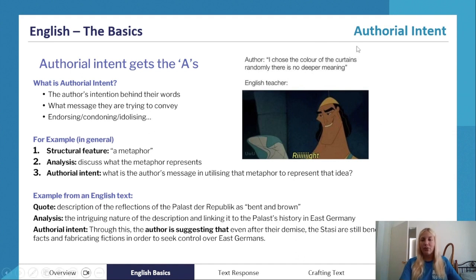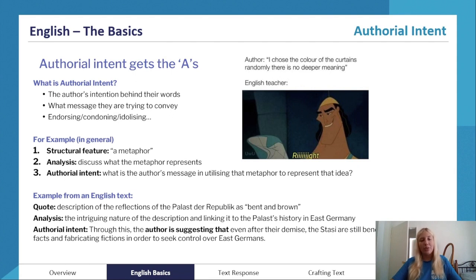For instance, how do you write about authorial intent? You take a structural feature such as a metaphor, and then your next step would be to analyze the metaphor first. You still need to discuss what the metaphor represents, zoom into that language, and explain how the metaphor creates a certain effect and what it actually means. And only after analyzing, if you wish to extend your discussion to make sure you get the authorial intent analysis that you want, then you might go into more detail and consider writing about what is the author's message in utilizing that metaphor to represent that idea.